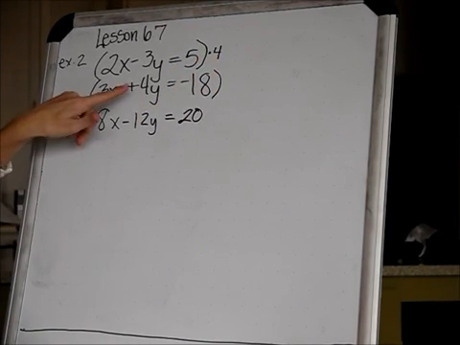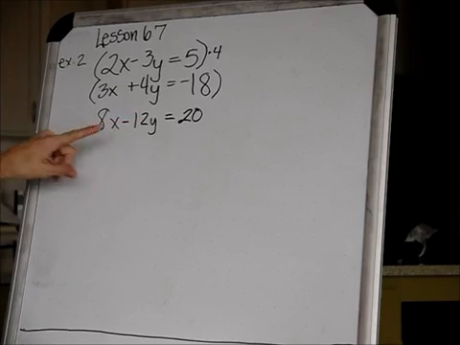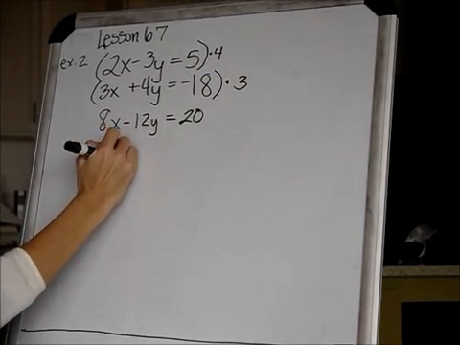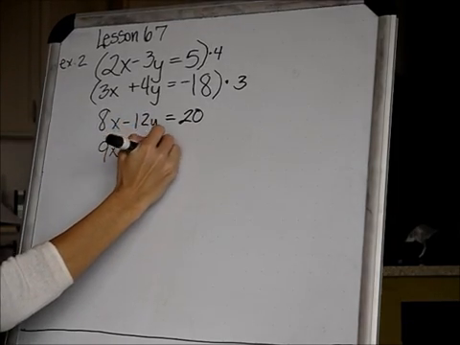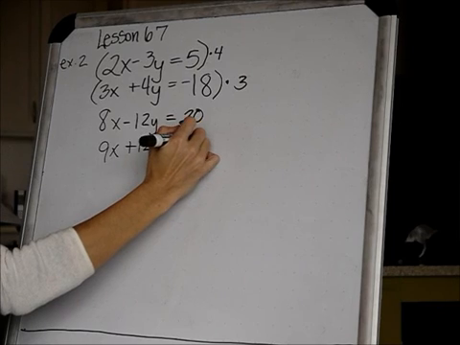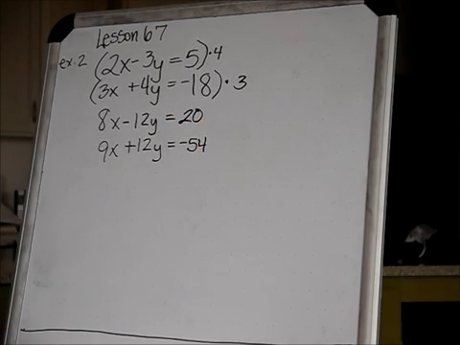Isaac, what are we gonna multiply this equation by? 3. Yes, good. So we get 9x plus 12y equals negative 54. How did you know 18 times 3? Because 9 times 6 is 54, and 18 times 3 is the same thing. Good thought. She knows how to do quick mental math.